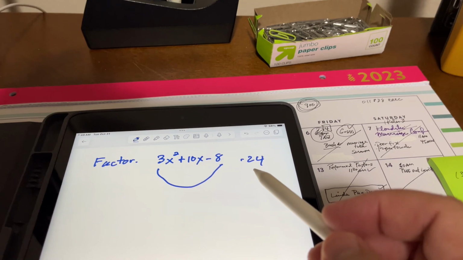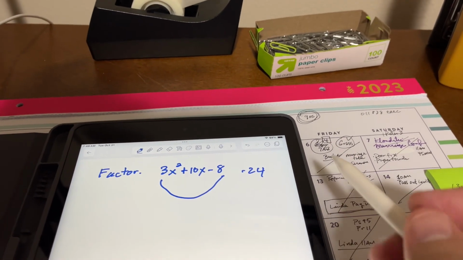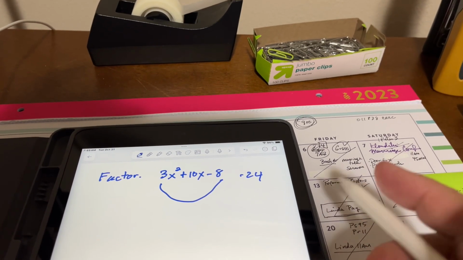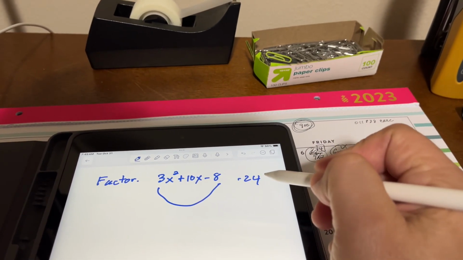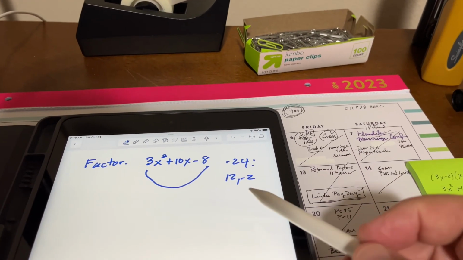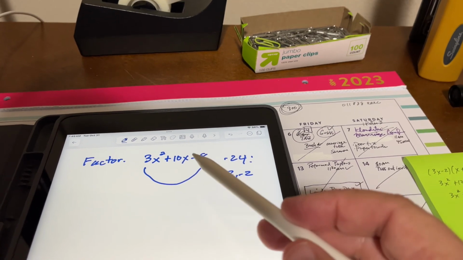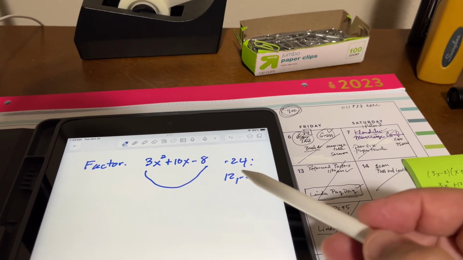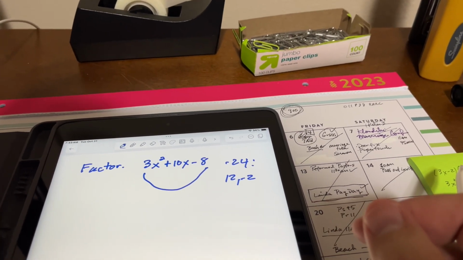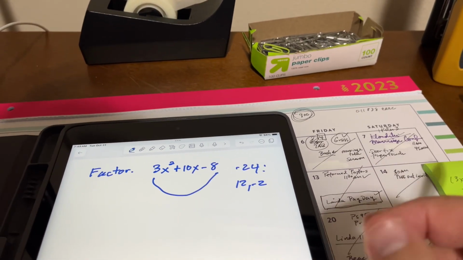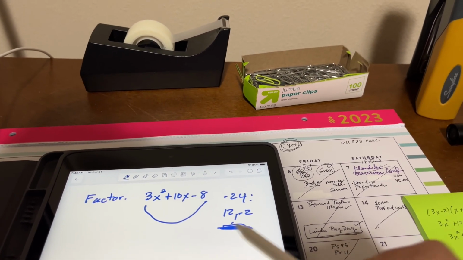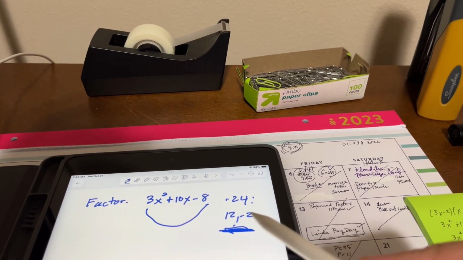Now think about what multiplies to be negative 24 and adds to be 10. So it has to multiply to be negative 24 and add to be 10. And notice there's only two numbers that do that, and it ends up being 12 and negative 2. So 12 times negative 2 is negative 24, and it adds to be 10. Everything else is not going to do that. So you might try to use 6 and 4, but you're not going to be able to get negative 24 and positive 10. These two terms have to multiply to be negative 24, and they have to add to be 10.